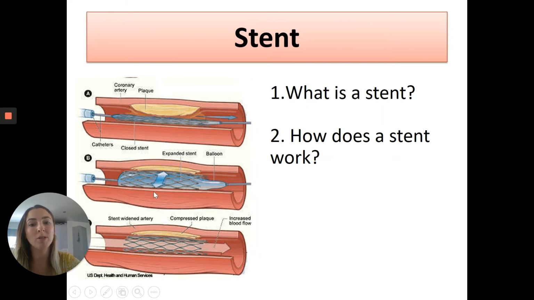Okay, so it opens out that mesh and it pushes open the blockage, and then the balloon is taken away and deflated. So it's basically a method of trying to open out the blood vessel to make sure that the blood can still flow through it and we can still get the oxygen.